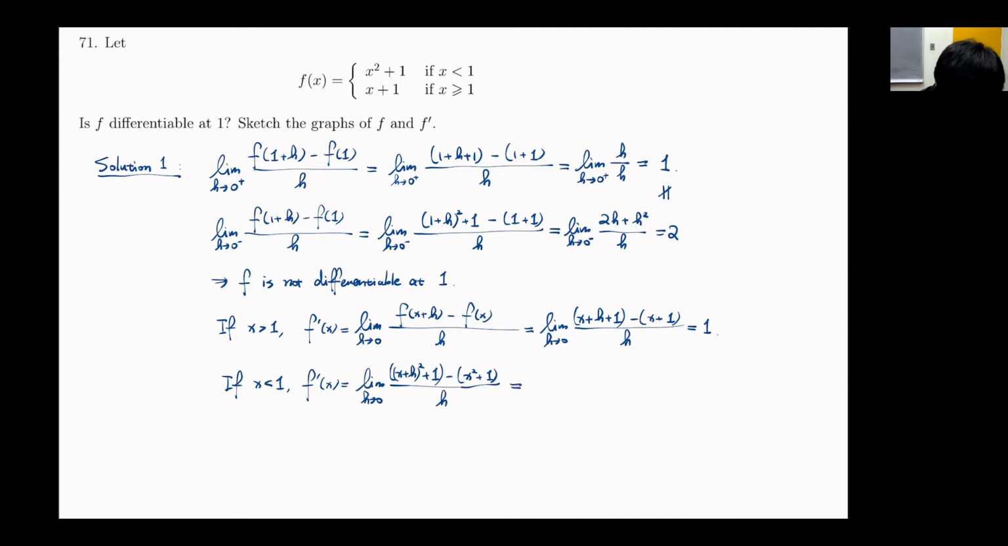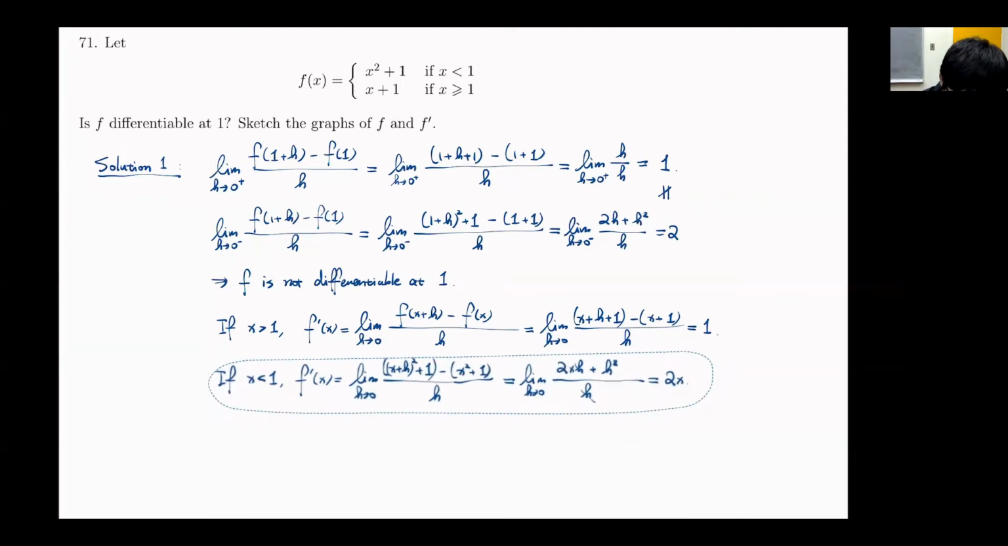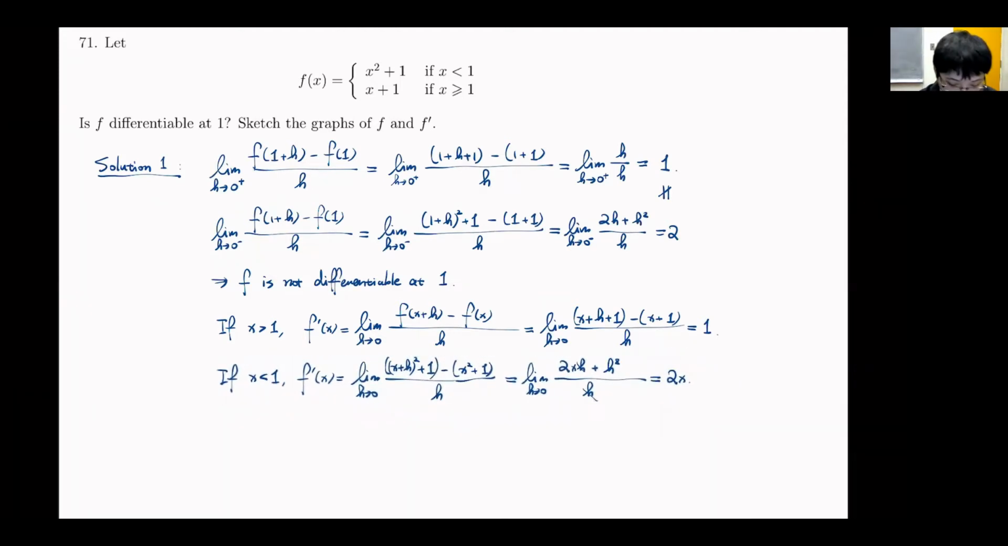Okay, so I will skip the algebraic manipulation over here, and what you will get at the end of the day is going to be 2xh plus h squared over h. So this is what you will get after simplifying the numerator. And if you cancel out the h in the common factors, and then you let h approach 0, what you will get is going to be equal to 2x. All right, so this is the derivative when x is strictly less than 1.